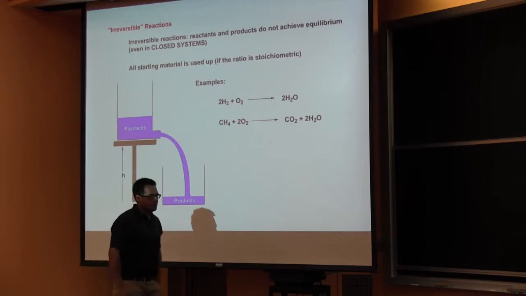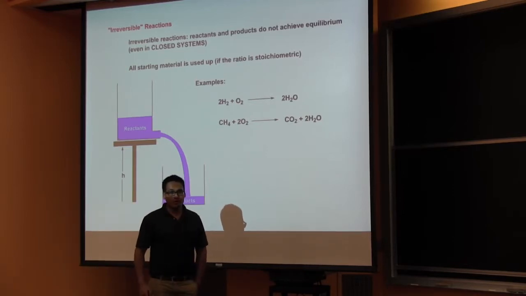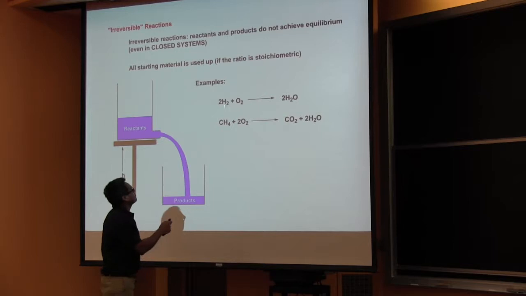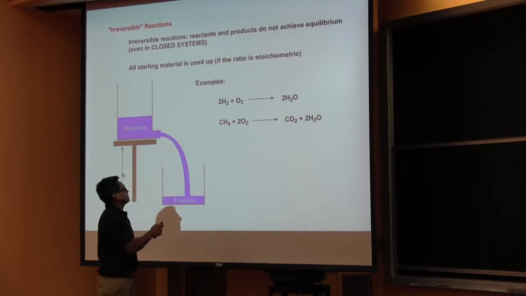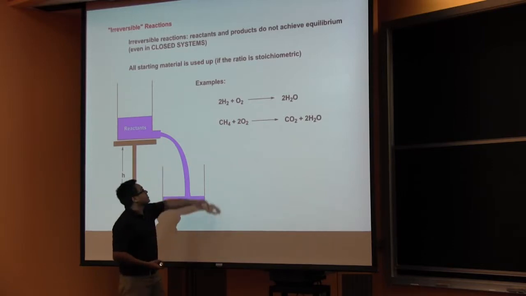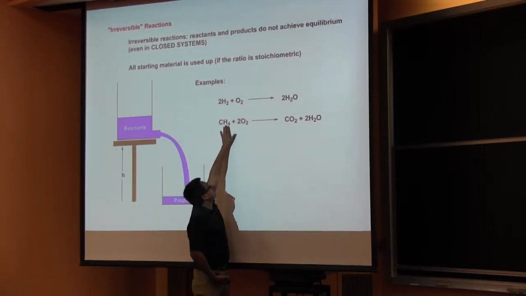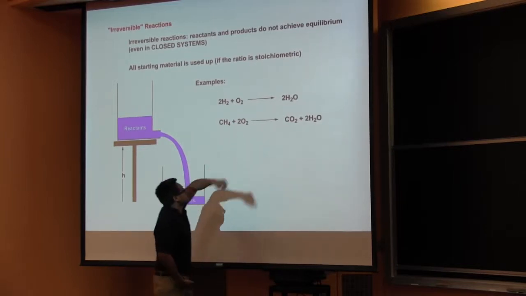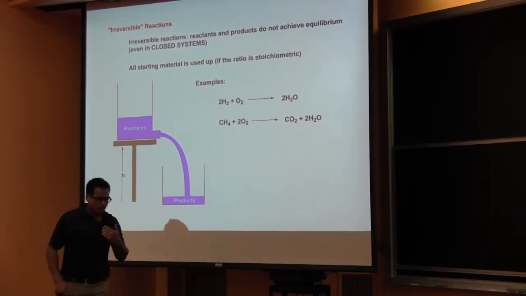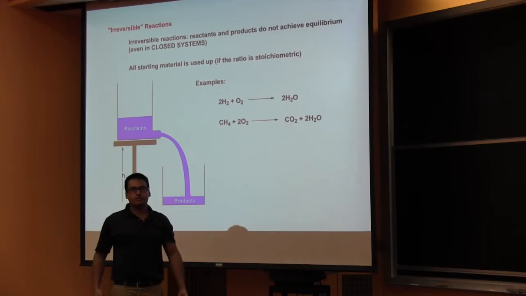A good example of these non-equilibrium reactions might be the combustion of hydrogen in the presence of oxygen, or of methane in the presence of oxygen. And by stoichiometric amount, I mean the ratio of the reactants is the same as the coefficients in the balanced equation. Now, why do reactions behave irreversibly?